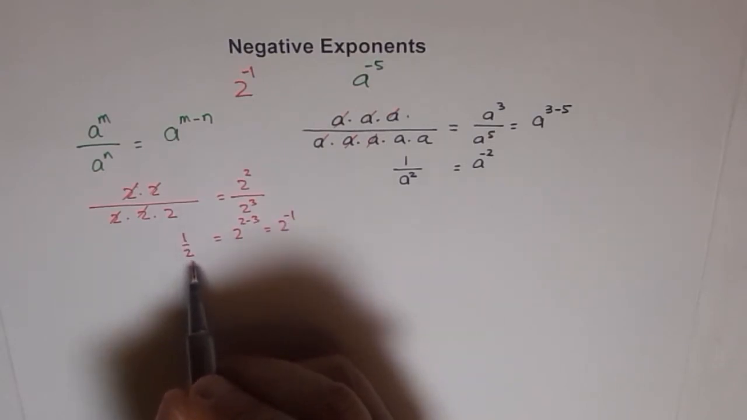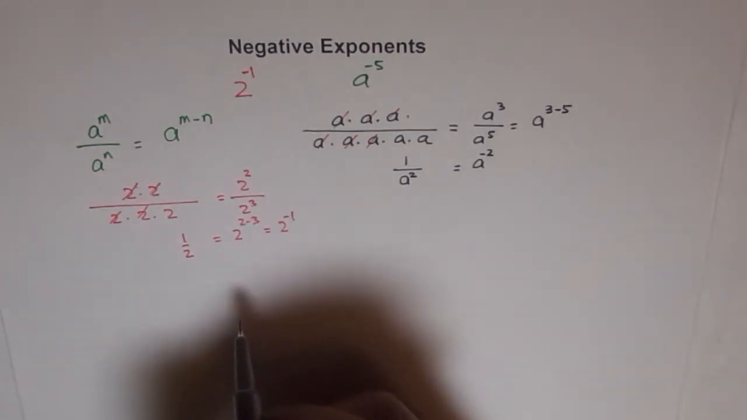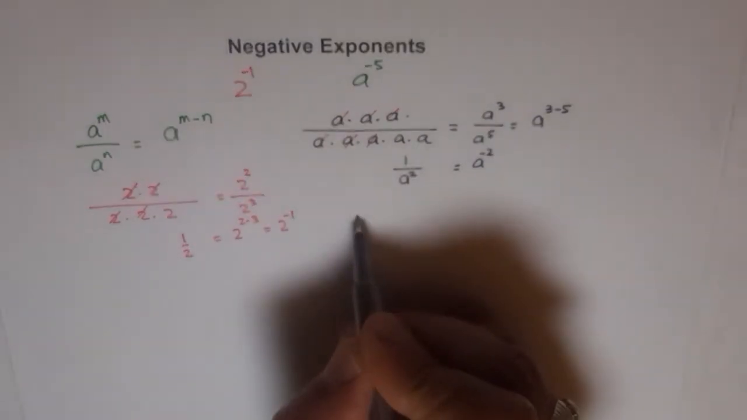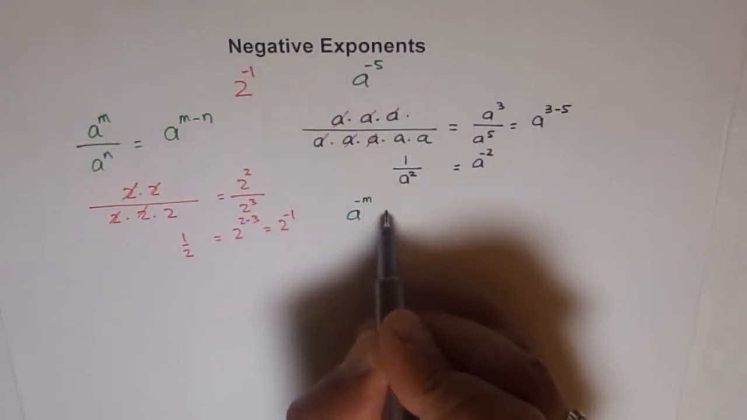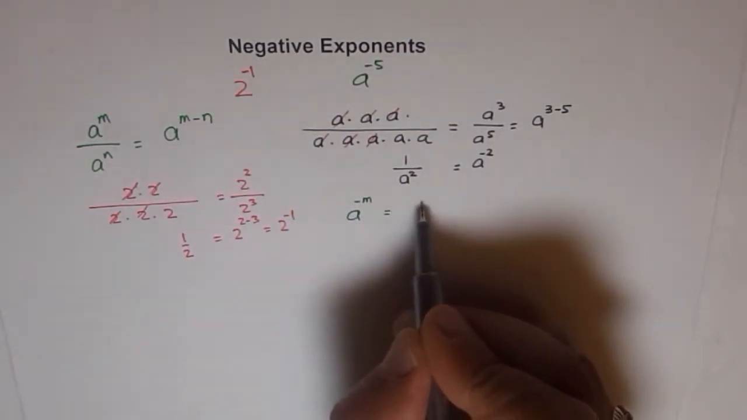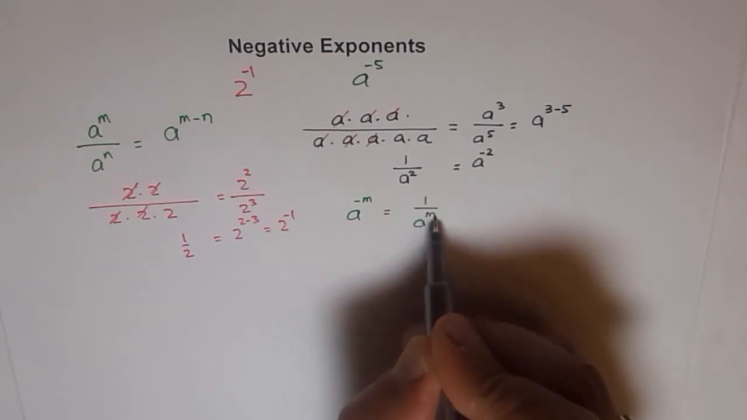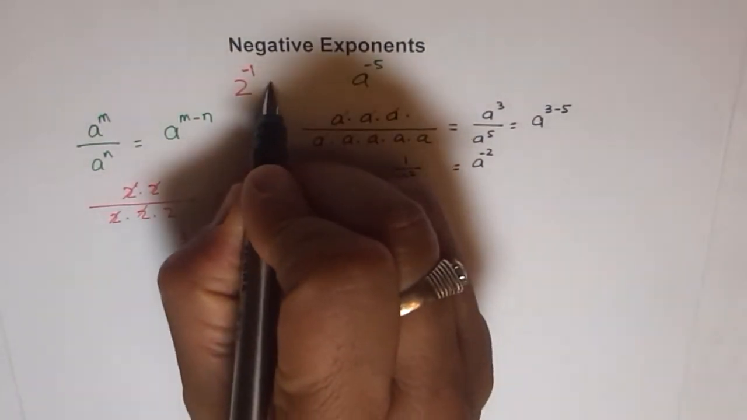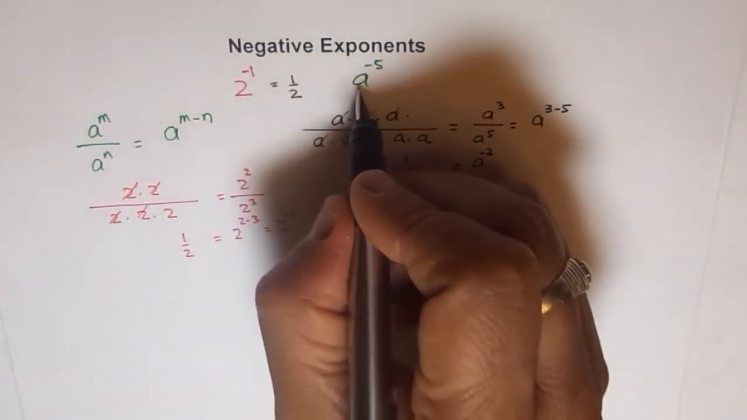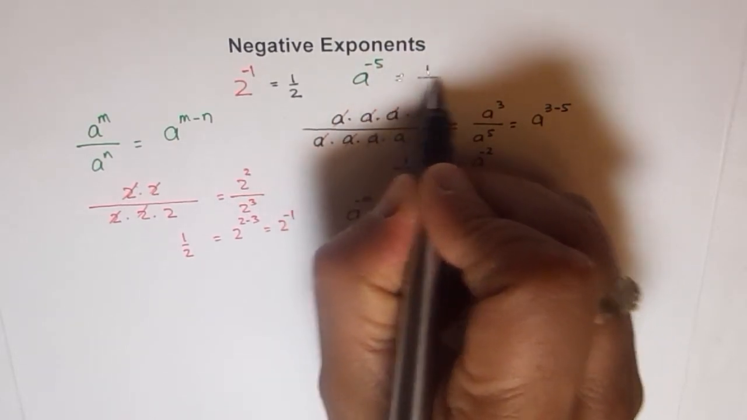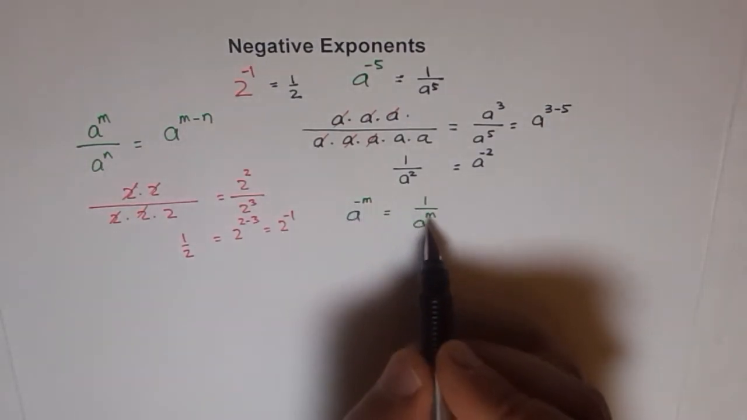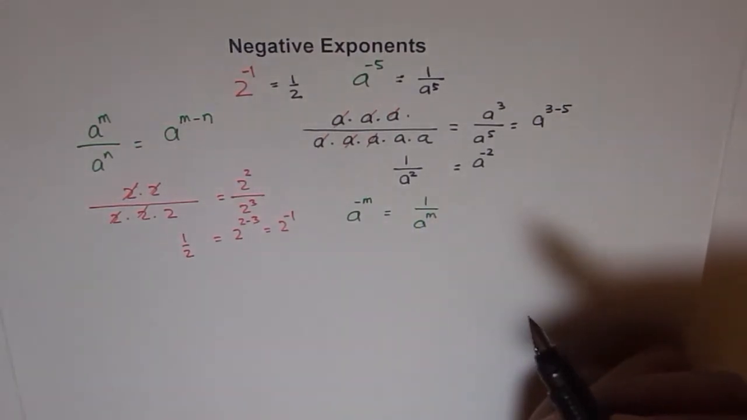So what is the meaning of 2 to the power of minus 1? 1 over 2. Correct. So basically we find out that if I have a general term, let us say a to the power of minus m, it means 1 over a to the power of m. 2 to the power of minus 1 is 1 over 2, as we found out. So a to the power of minus 5 will be 1 over a to the power of 5. In general, a to the power of minus m equals 1 over a to the power of m. That is what it means.